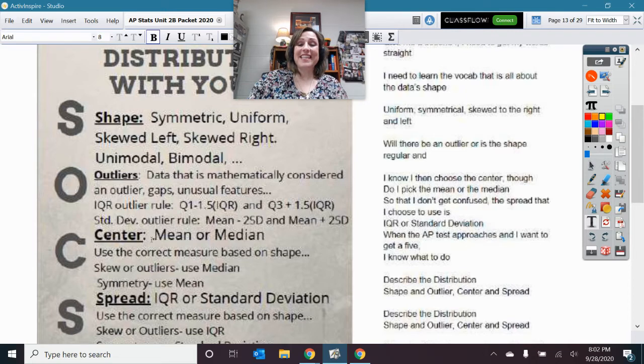C stands for center. You'll want to discuss it, and you'll specifically want to give numerical values for either the mean or the median. We'll talk about when you want to use the mean versus the median in a minute. And S is the spread. Are we going to use IQR or are we going to use standard deviation? We'll talk about that in a minute.